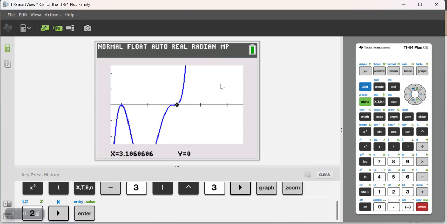Now you might have a different leading coefficient. There's other ways to work with leading coefficients and zeros. Not really interested in doing that in this video, but that's how you can graph a polynomial function once you know its zeros.